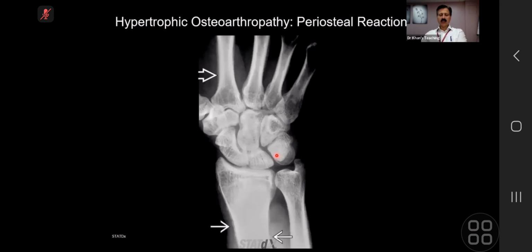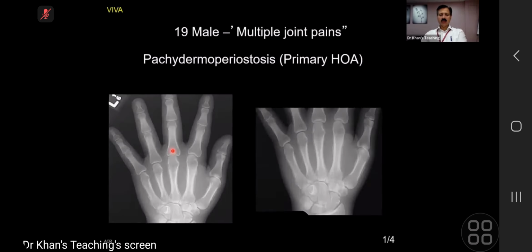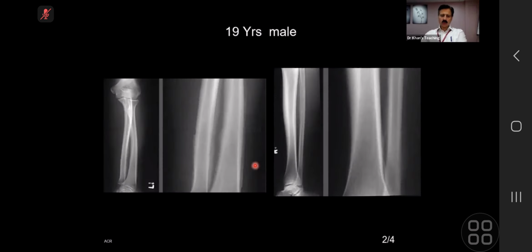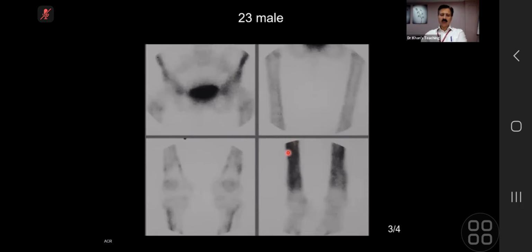HOA can also involve the short bones, and here the radius, etc. is involved. So this is pachydermoperiostosis, and the key finding is this is what we call primary HOA. This is a 19-year-old male, and these are familial. And look at this periosteal reaction along the short bones, and here also the long bones.